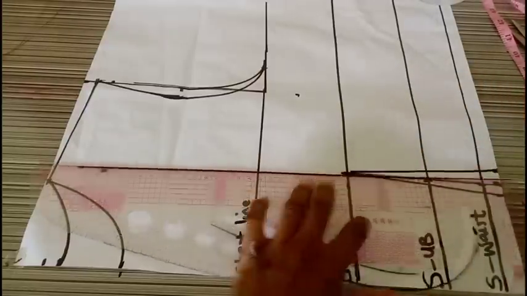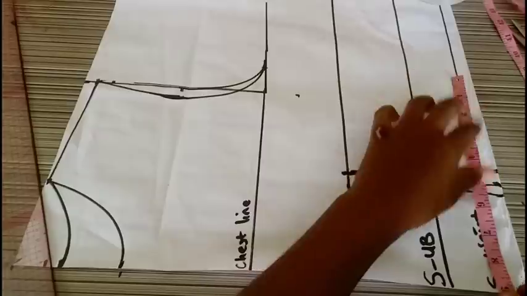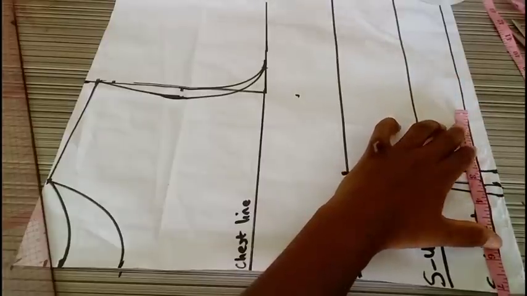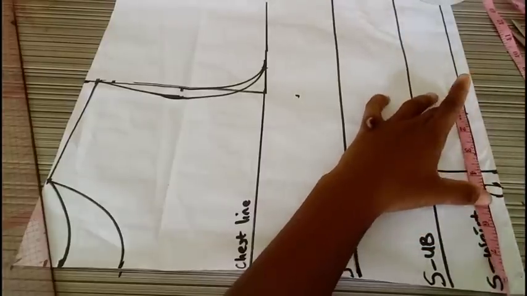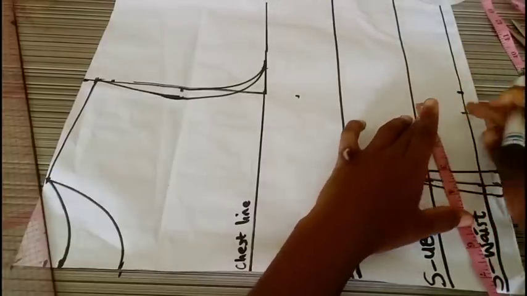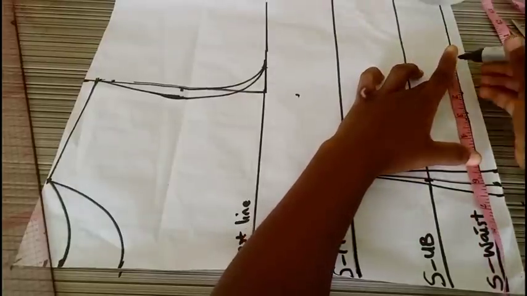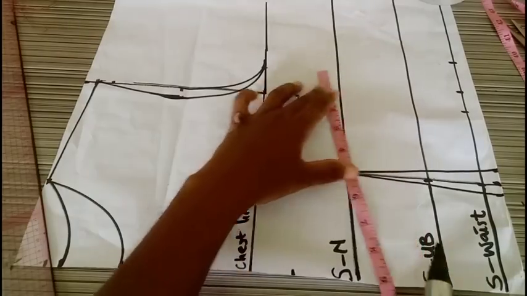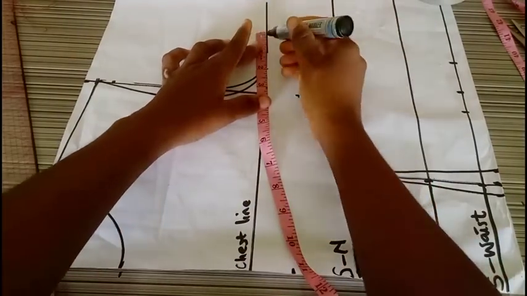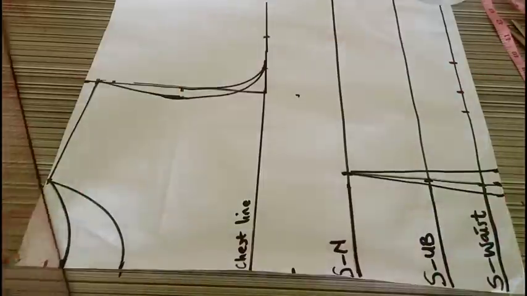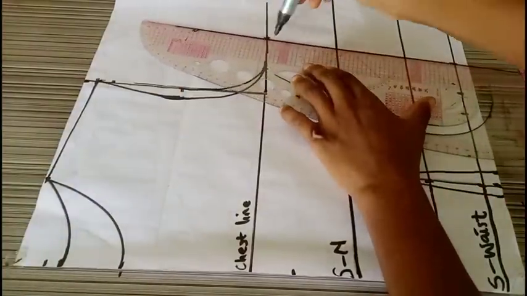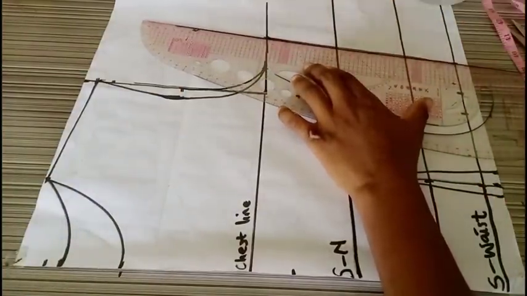Now, after doing that, I'm going to go ahead to divide my waist round measurement by 4. That gives me 7. I'm going to be adding the 1 inch for my dart, and I'm going to go ahead to add my seam allowance, which is 1.5. I added my seam allowance on the chest line too, and I'm going to be using a slant line to connect the 2 points together.